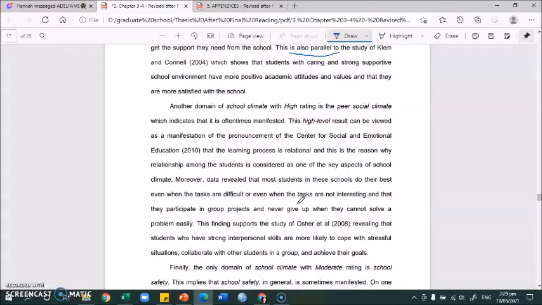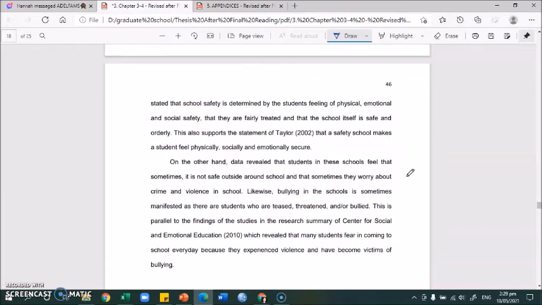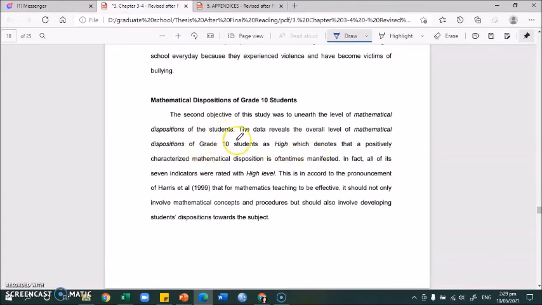Okay? And then, after the presentation of the results per items, you can cite in another paragraph a literature that supports your results. Okay? Hanggang sa last indicator. Okay, pagkatapos sa last indicator, yung second variable naman. Okay, this time, the level of your variable 2. In this example, mathematical dispositions of grade 10 students.